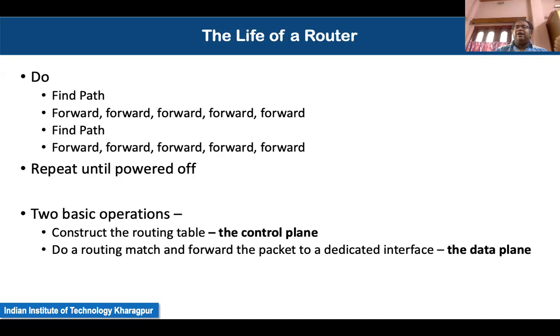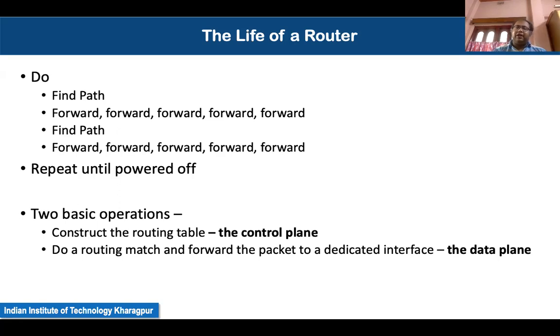One is finding out the path for a packet towards the end destination, depending on the different routing protocols that we have studied, like the distance vector routing protocol or the link state routing protocol. And once you have that routing table based on the routing protocol, then forward the packet depending on the routing table that the router has constructed. That way, every router has two basic operations. One operation is constructing the routing table, and the second is to do a routing match and forward the packet to a dedicated interface through which the packet can be forwarded to the next hop.